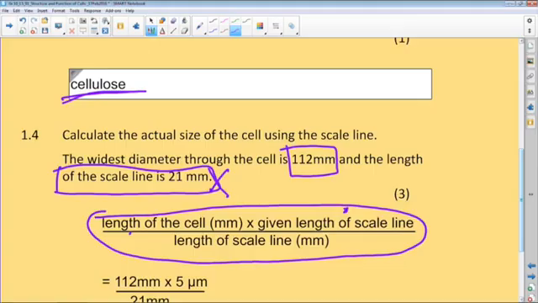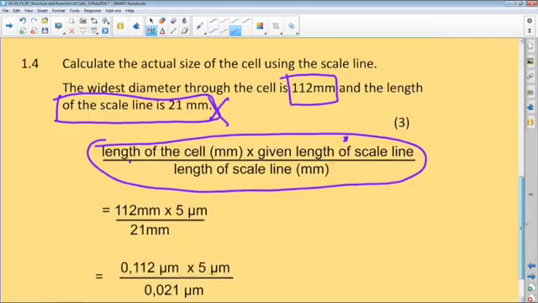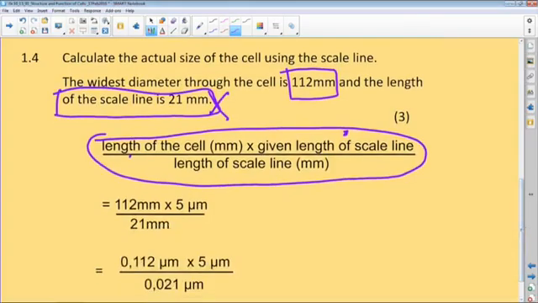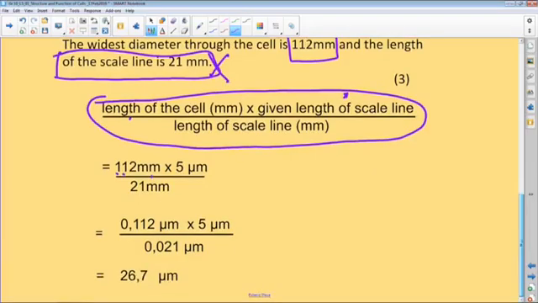Let's have a look at it. Everything was given to you. You've got 112 millimeters times 5 micrometers over 21 millimeters. You need to convert that. Each of these two, you need to multiply by 1,000 to get it to micrometers. So it's 0.12 times 5 micrometers divided by 0.021 millimeters, and you get 26.7 micrometers.